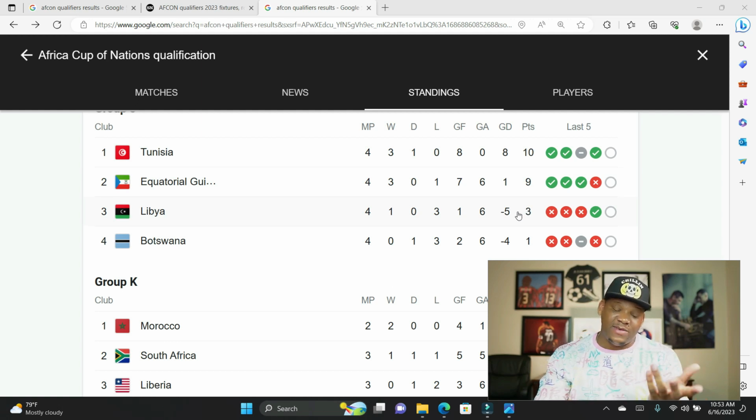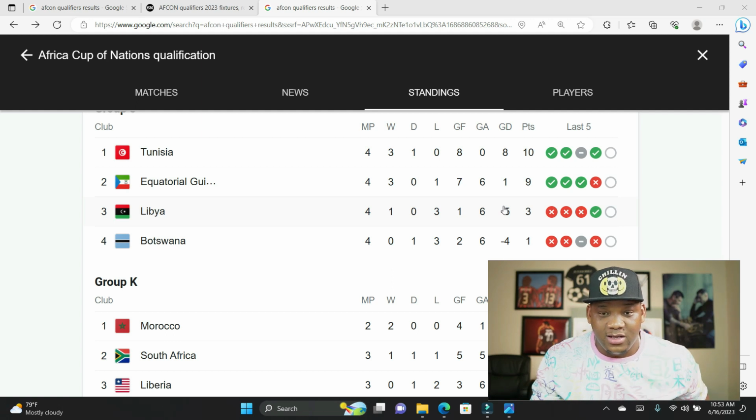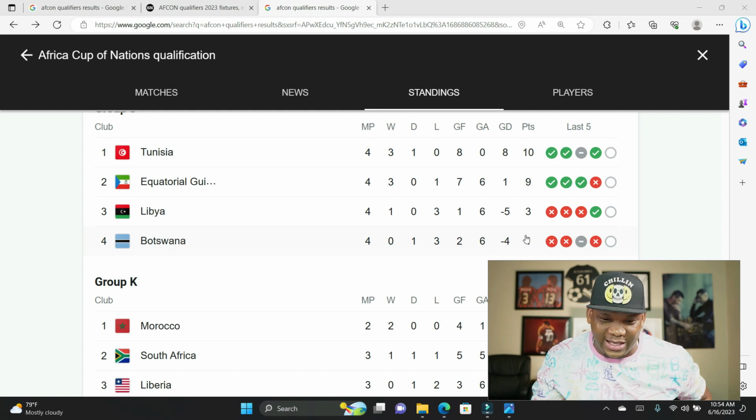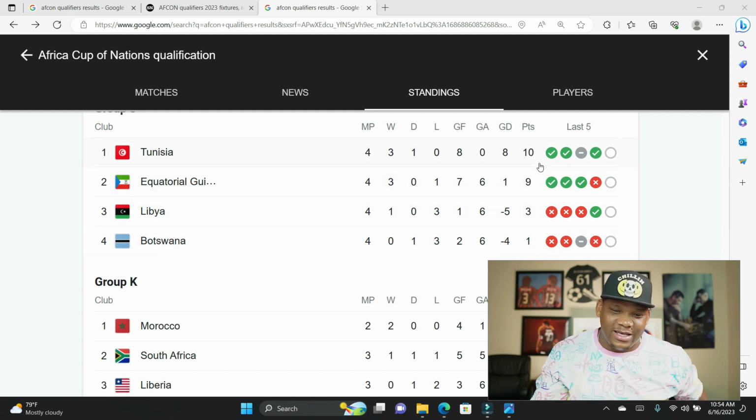Now, I'm surprised Libya is even competing. I mean, with everything going on in Libya, they still have the time, the will, and the strength to compete in the African Cup of Nations qualifier. Kudos to them, but I think Equatorial Guinea is going to make it. They only need a draw. They can draw against Botswana or Libya. And Tunisia is already through, so they're probably not even going to play the A team.